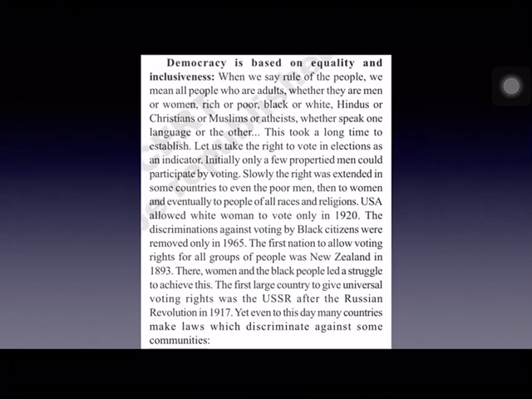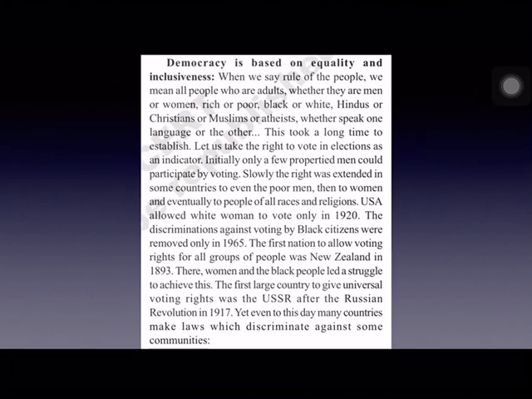Now, democracy is based on equality and inclusiveness. Now let us see how it is based on equality. When we say democracy, generally we say it is people's rule. People's rule means all the people are included in that word. It means not only men, not only adults, not only women, not only rich, not only poor. All the people who are adults, whether they are men or women, rich or poor, black or white, Hindus or Muslims, Christians, maybe they belong to any religion or they speak any language, all are people only. And to establish this fact, it took a long time.